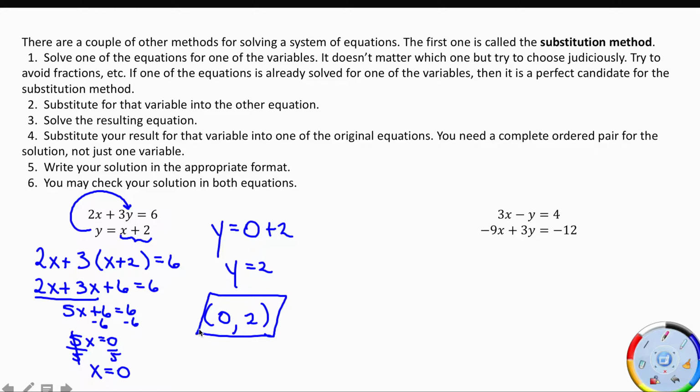That's the substitution method. I can solve for any variable in either equation, so choose judiciously which variable you solve for. Let's try that again.